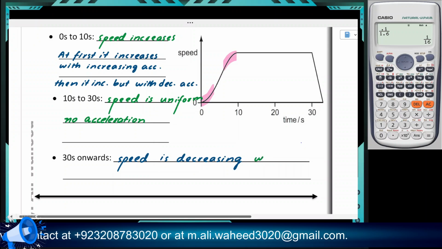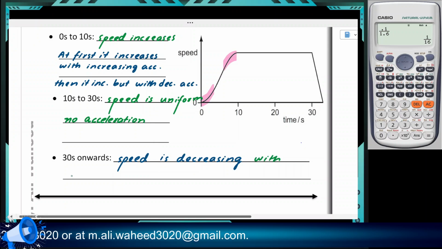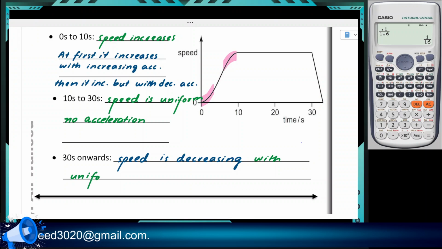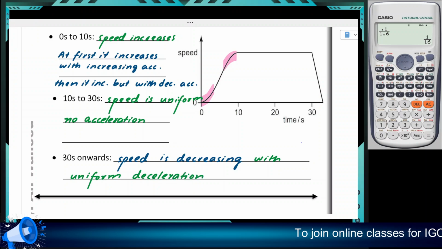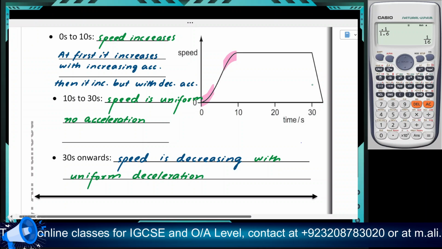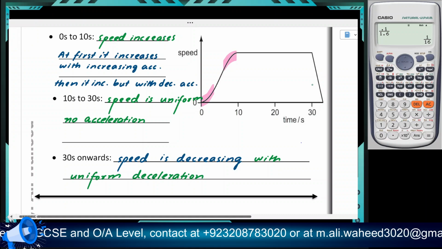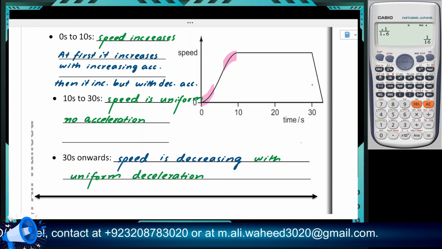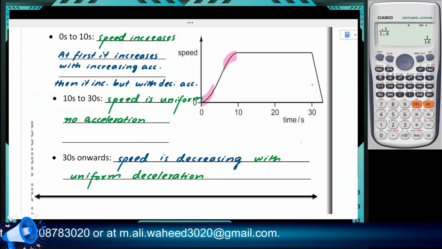So can I say it is decreasing with uniform deceleration? Deceleration means the speed is decreasing, and since it is decreasing uniformly, we say uniform deceleration. Keep it in mind, for deceleration there is only one kind in your syllabus, that is uniform. But deceleration can also be increasing and decreasing, though that is not part of our syllabus anymore.